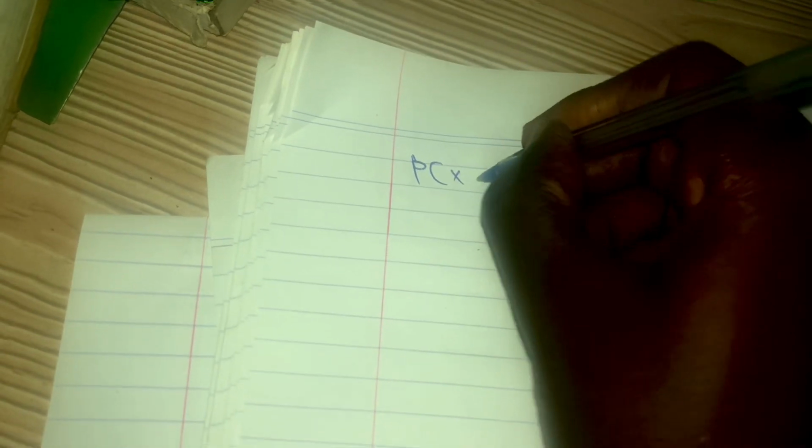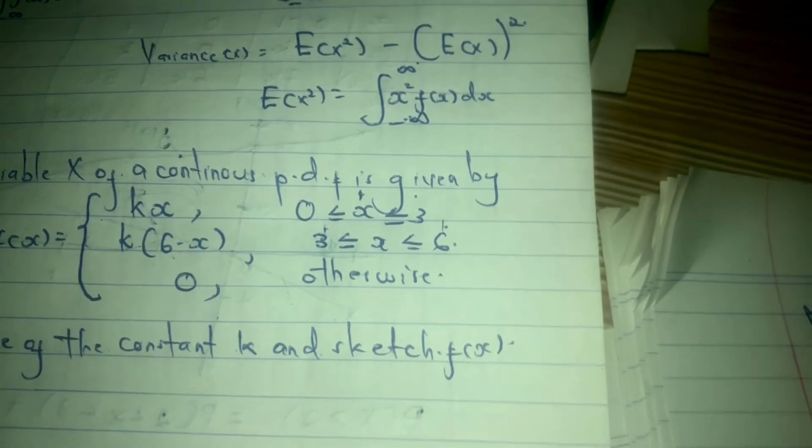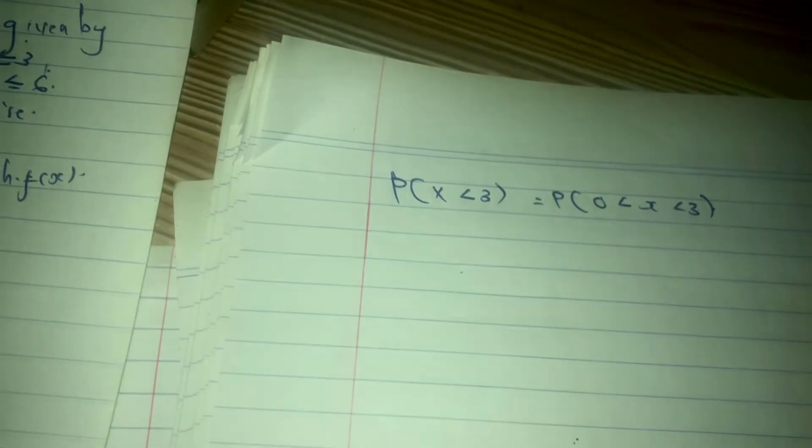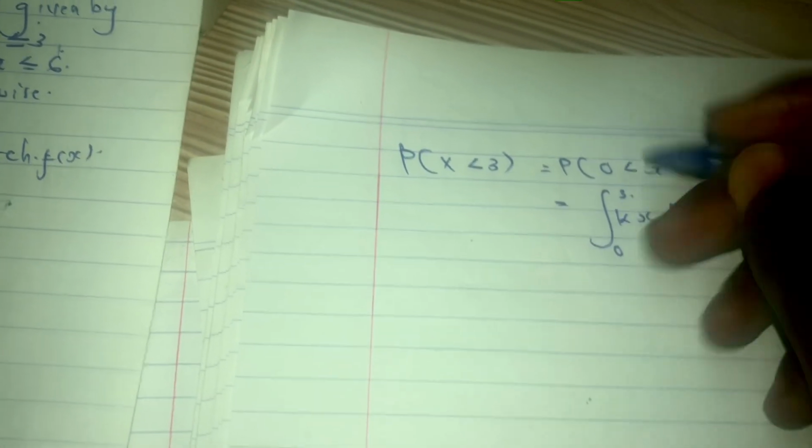Then we go to our next one. They're also telling us, so here I'll just interpret so that we get to understand it. If they tell us probability of x less than 3, you also do the same. X less than 3 is between this range, so it's the same as probability from 0 to 3, and then you integrate this. Are we together? That means you have to integrate kx from 0 to 3 dx and get the answer.